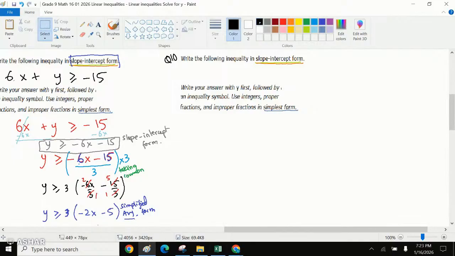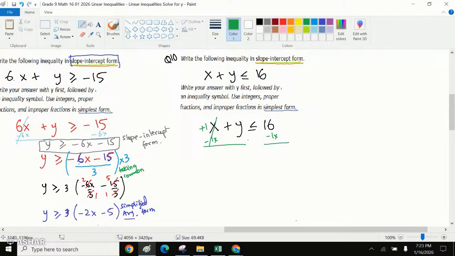That is x plus y is less than or equal to 16. So can we simply write the inequality first? x plus y is less than or equal to 16. If this is plus 1x, we subtract 1x on either side, or we simply subtract an x. So can we say y is less than or equal to minus x plus 16? And this is the answer for slope intercept form.